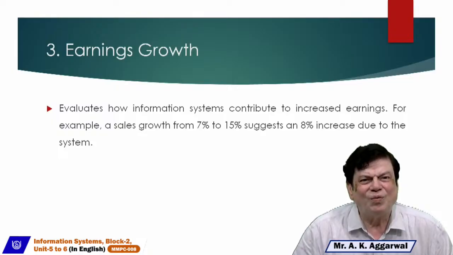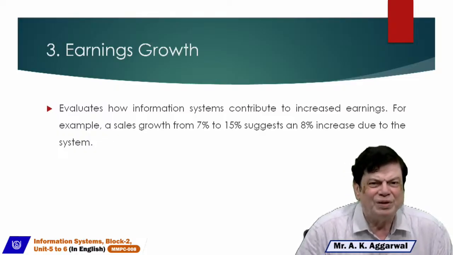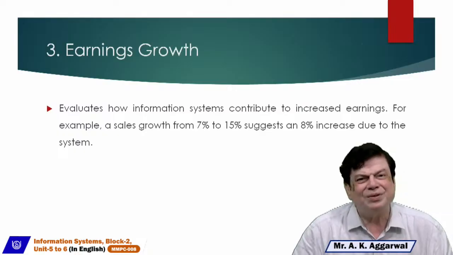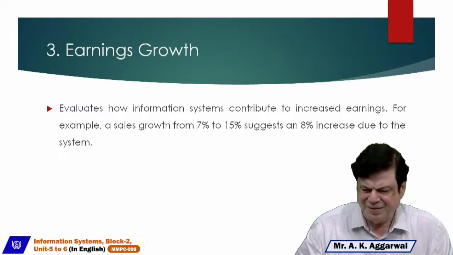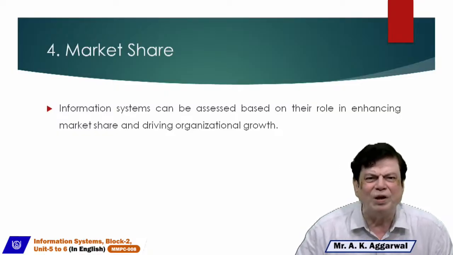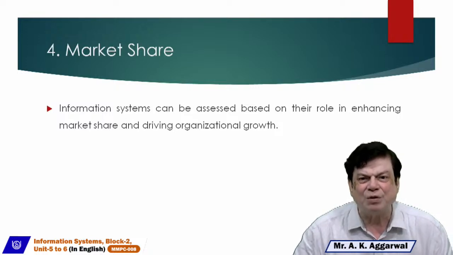So earnings growth evaluates how information systems contribute to increased earnings. For example, a sales growth from 7% to 15% suggests an 8% increase due to the system. Next is market share. Information systems can be assessed based on their role in enhancing market share and driving organizational growth.